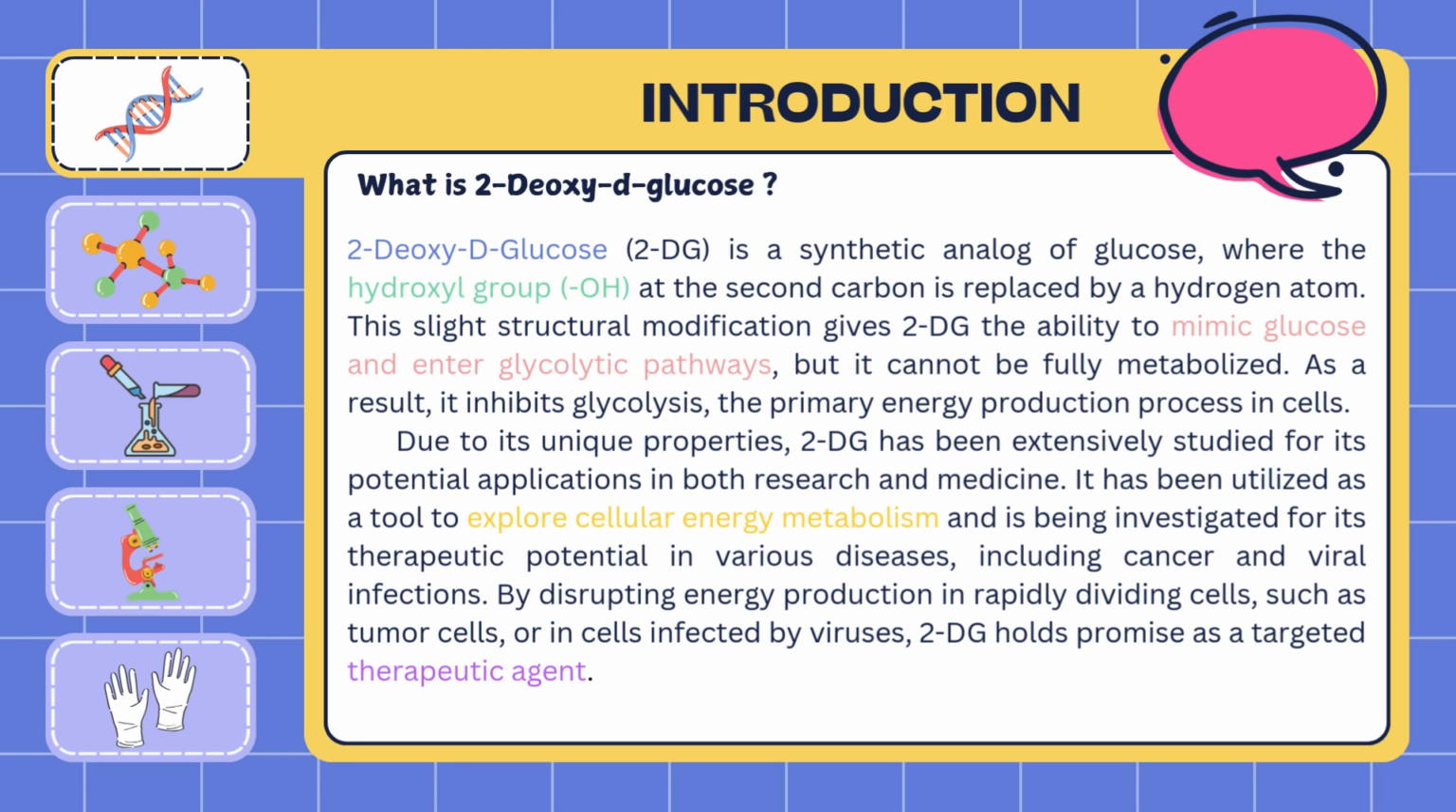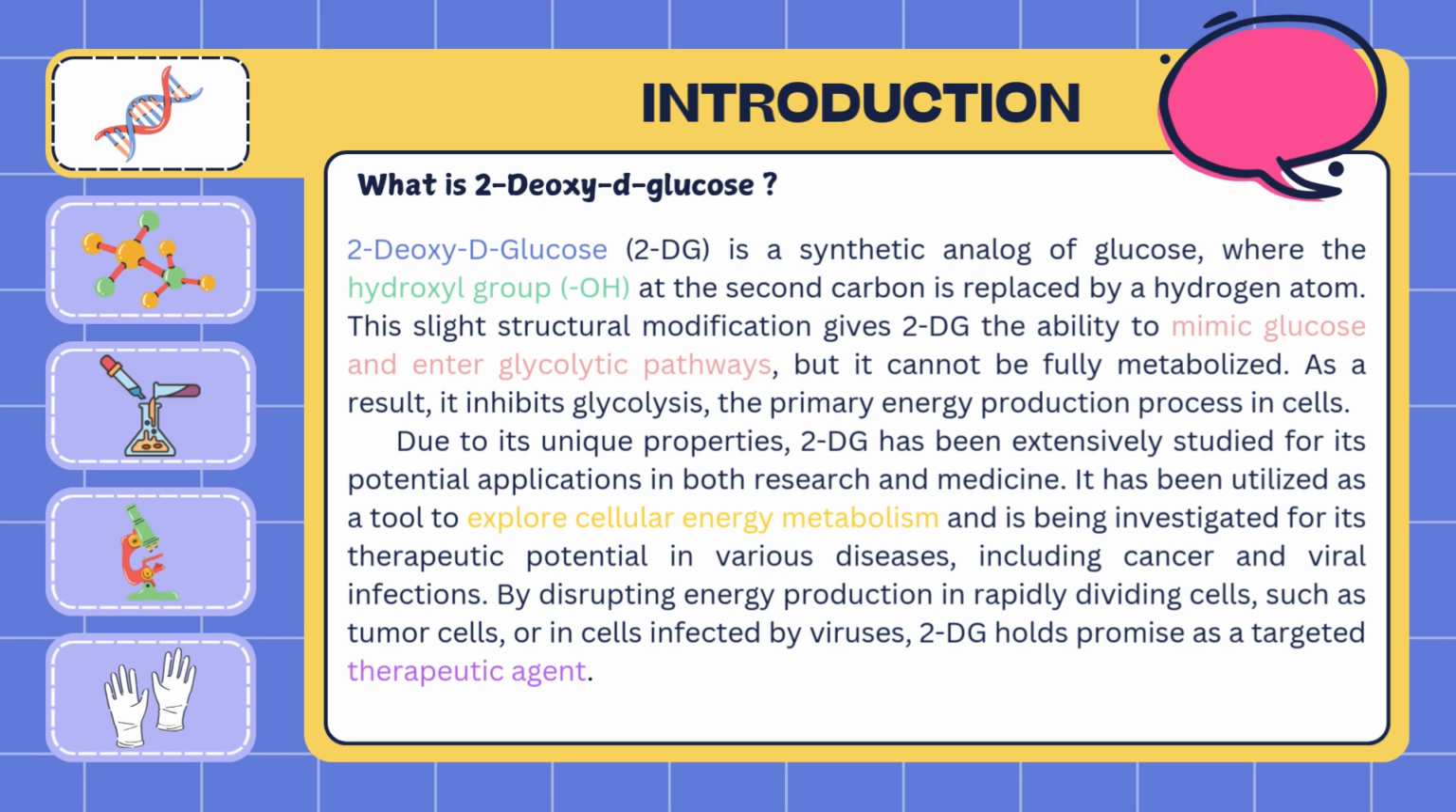It can mimic glucose and enter glycolytic pathways, the primary energy production process in cells. However, unlike glucose, it cannot be fully metabolized. This leads to inhibition of glycolysis, effectively disrupting energy production in cells. This characteristic makes 2DG a powerful tool for scientific research and a promising therapeutic agent.